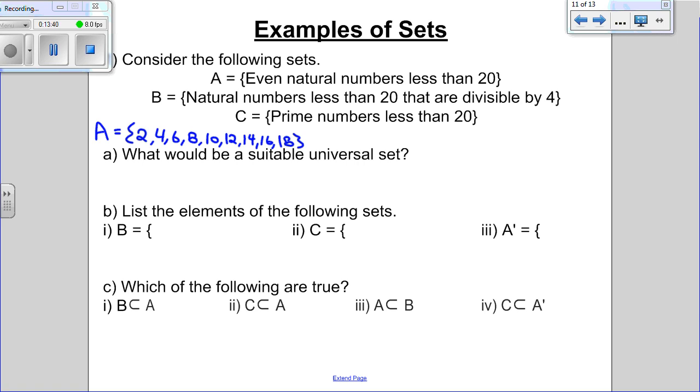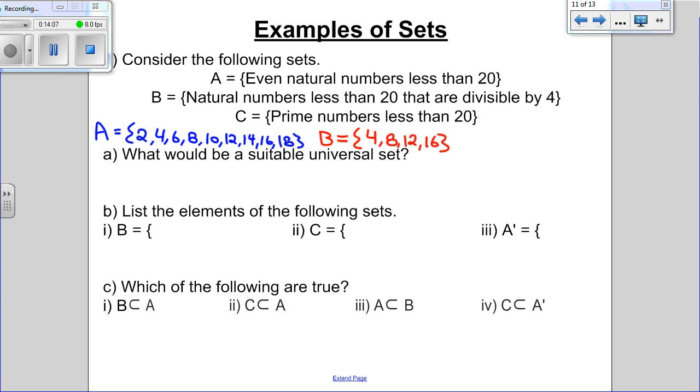I'm going to do the same thing for B. So B was natural numbers less than 20 that are divisible by 4. So numbers less than 20 that are divisible by 4 include 4, 8, 12, 16. Those are all the numbers less than 20 that you could divide by 4.